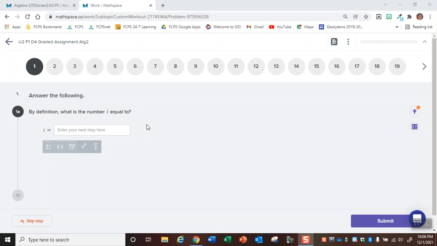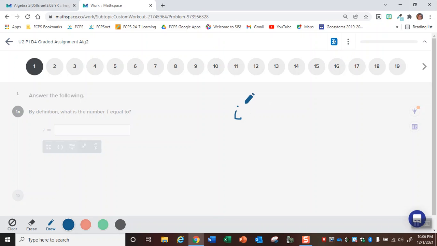And if you remember in your notes, we talked about that i squared is equal to -1, right? And so what that means is if I want i by itself, the inverse of squared is square root, right? So this cancels out with that. And so i by itself is the square root of -1. The square root of -1 is i. That's how you get an i.